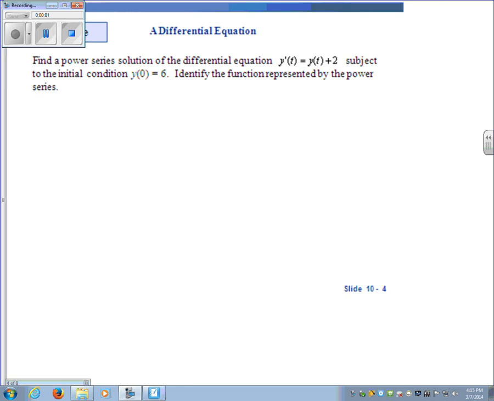We want to find a power series solution to a differential equation. The differential equation is given by this equation. Now, if we're looking for a power series solution, that means our solution is going to be in the form y of t equals c naught plus c1 t plus c2 t squared plus c3 t cubed. Okay, so that's going to be a power series. That's just a general power series.